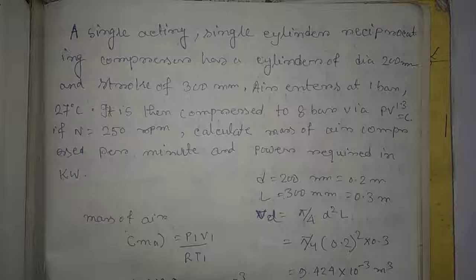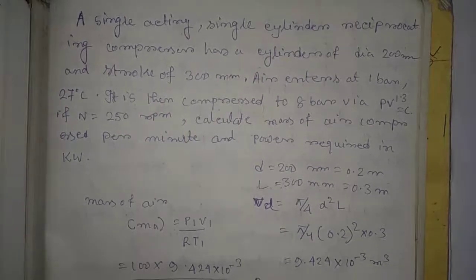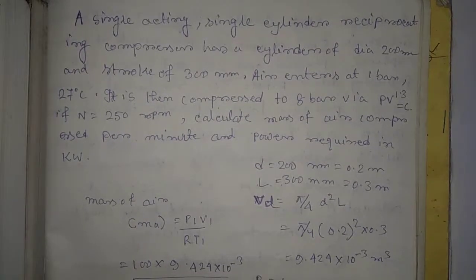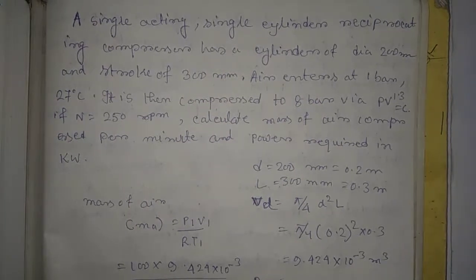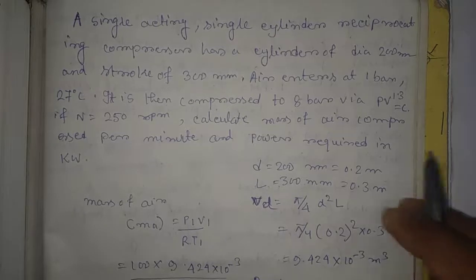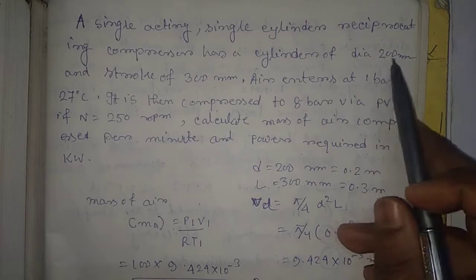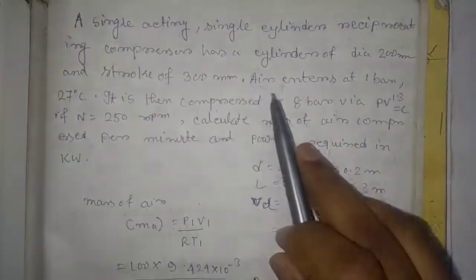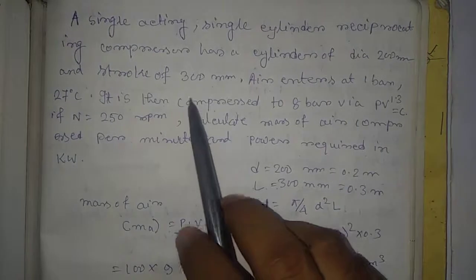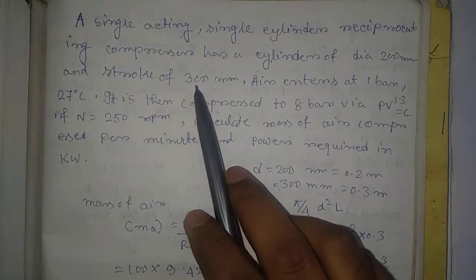Hello students. Today we'll take an example on a reciprocating compressor, a numerical on the reciprocating compressor. The numerical is: a single acting single cylinder reciprocating compressor has a cylinder of diameter 200 millimeter and stroke of 300 millimeter. The stroke is the length L, basically 300 millimeter.